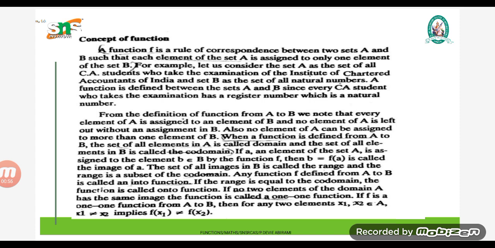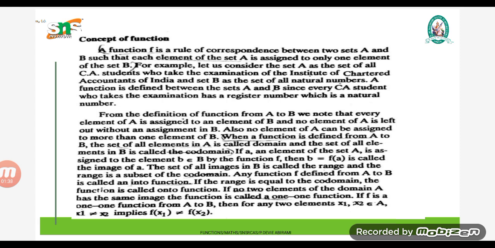From the definition of a function, every element of A is assigned to an element of B, and no element of A is left out without an assignment in B. If it is left out, then it is said to be not a function. When a function is defined from A to B, the set of all elements in A is called the domain and the set of all elements in B is called the codomain. It is also said that A is the image and B is the pre-image. The set of all images in B is called the range of the function.